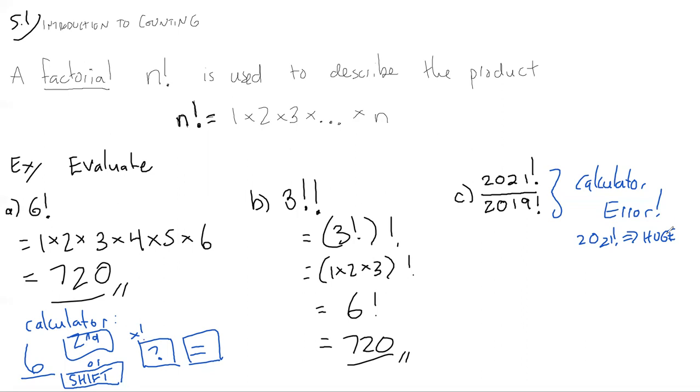So if you look at the numbers, I've got that 2021 factorial over 2019 factorial. Skipping over 2020 as we all wish we could do.